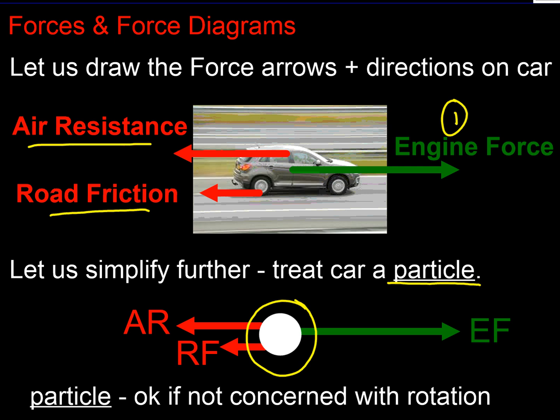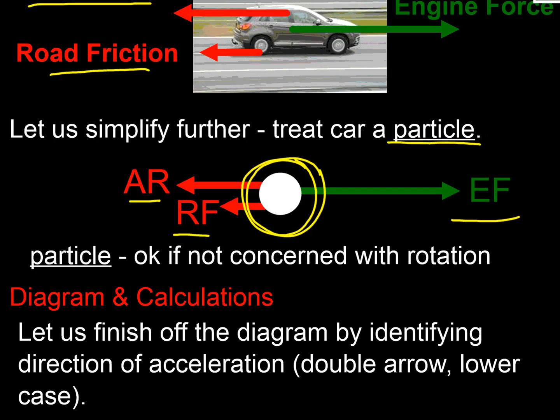So what have we got to now? We've brought this down to effectively a single particle here in the middle with a force pushing us forward, the engine force, and we've got 2 forces holding us back, air resistance and road friction. But that's quite a simple model now, isn't it? That's something we can work with.